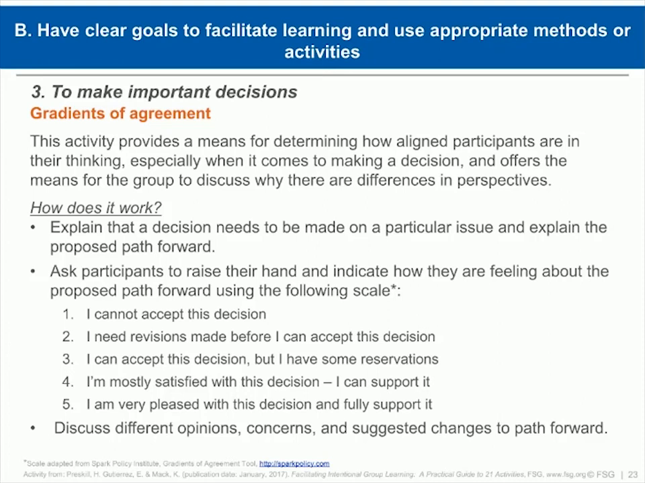And in that same moment, if you have the time, you can facilitate a conversation and say, okay, those of you who said that you cannot accept this decision, why? Why is this happening? What are your concerns? And then those that are very excited about it, why are you excited about it? What are some of the benefits that you observe? So these are 3 activities that can help you increase continuous learning in collective impact efforts.